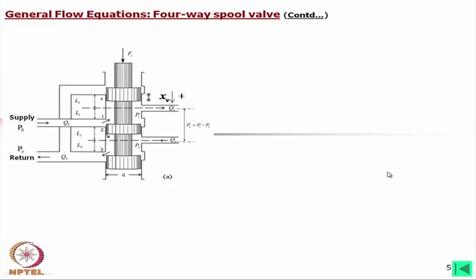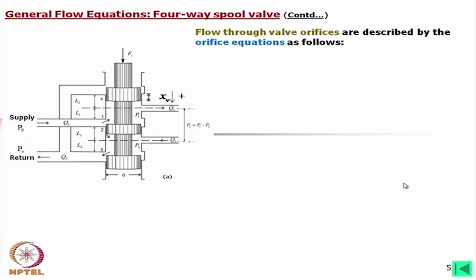So, flow through the valve orifices is described by the orifice equation, which we have already learned, but in this case these are as follows. Now, Q1 is equal to CD1 A1 root of 2 by rho Ps minus P1. Look into this equation and the figure. So, Q1 is the flow through this orifice, that is equal to the coefficient of discharge at this orifice into this area, the orifice area.